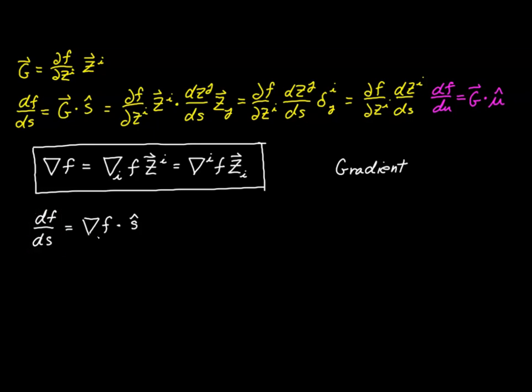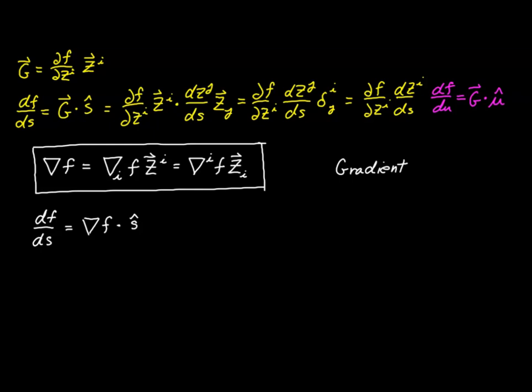Furthermore, when this is parallel to this, then the cosine of theta is 1. The magnitude of this vector is 1, so the value of the dot product is simply equal to the magnitude of the gradient, which again is equal to the maximum directional derivative that we can have at that point. So we can say that the gradient points in the direction of the greatest directional derivative, and its magnitude is equal to the directional derivative value in that direction.